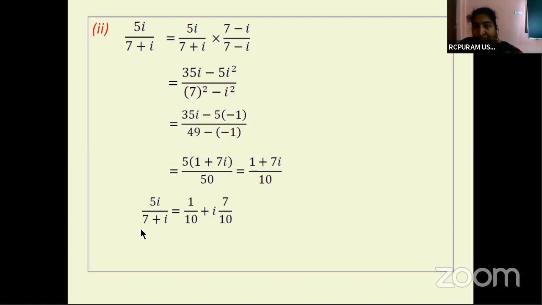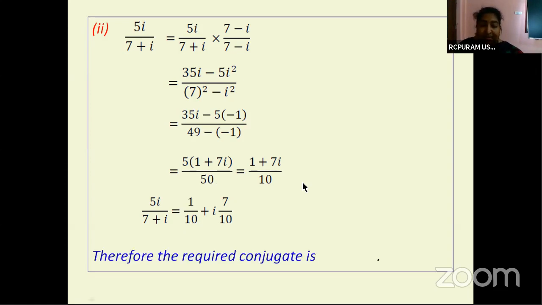What is the problem actually? We need to write the conjugate of this complex number. We have simply reduced this given problem into a + ib form first, right? After reducing it into a + ib form, now we will try to write its conjugate. The conjugate of this complex number will be 1/10 − i into 7/10. Right? Hope you got it.